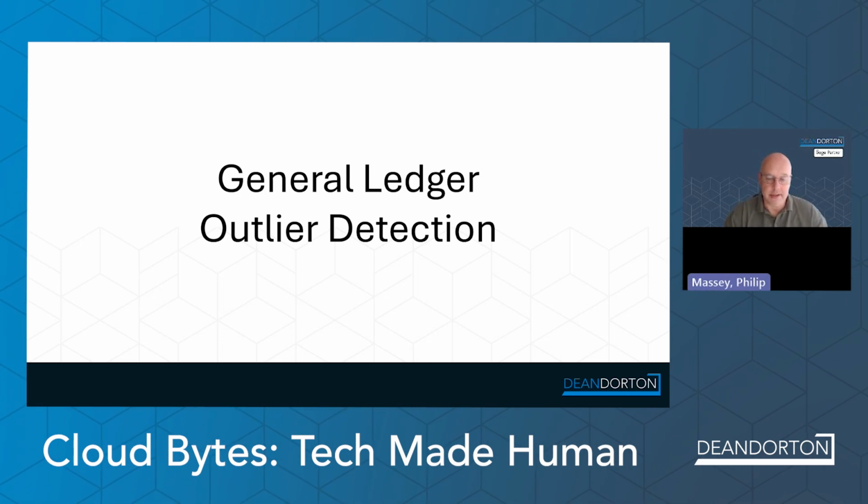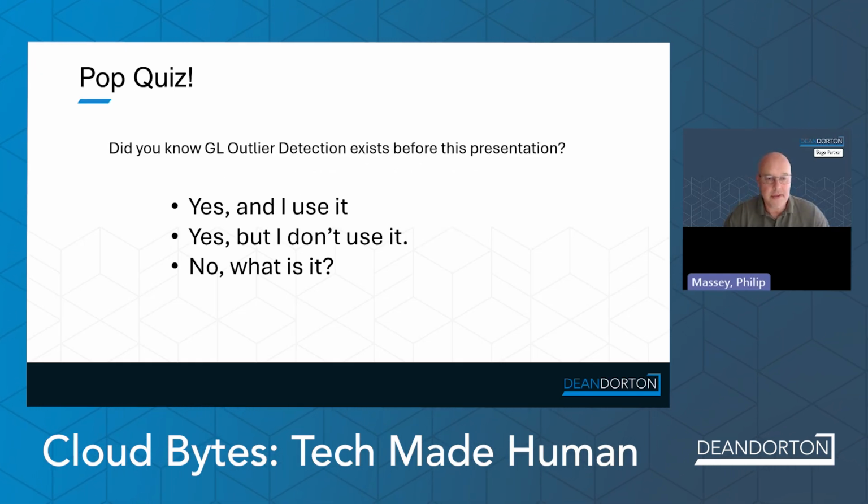GL outlier detection. And what it's really intended to do, or first, let's do this pop quiz here. Last one, last participation grade in the class. Did you know it existed before today?